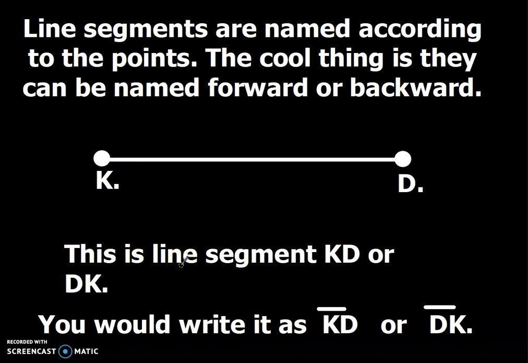Line segments are named according to the points. The cool thing is line segments can be named forward or backwards. So this is line segment KD or DK. You would write it as KD with a line on top or DK with a line on top. You don't have to draw the points when you're naming it.